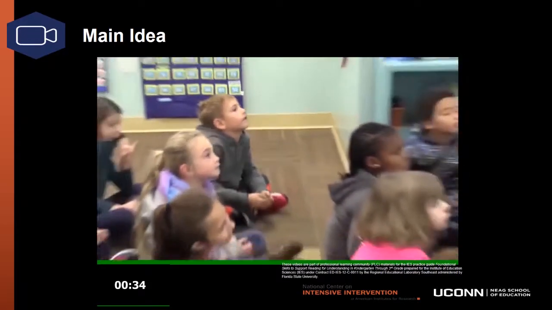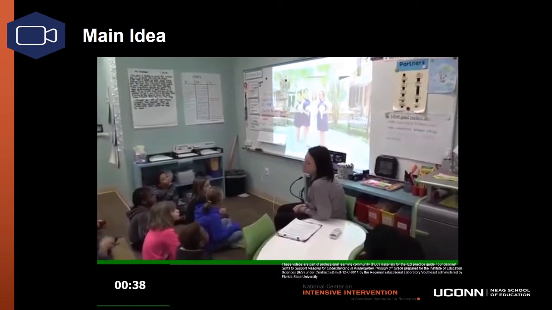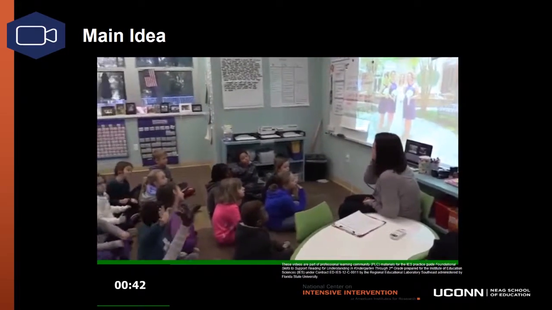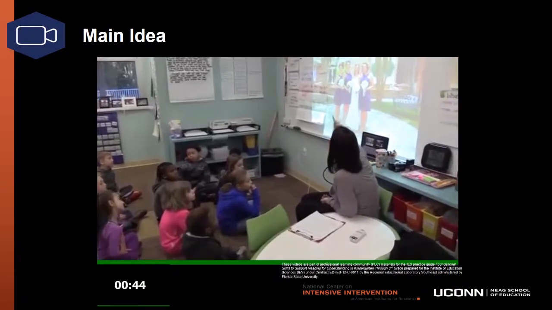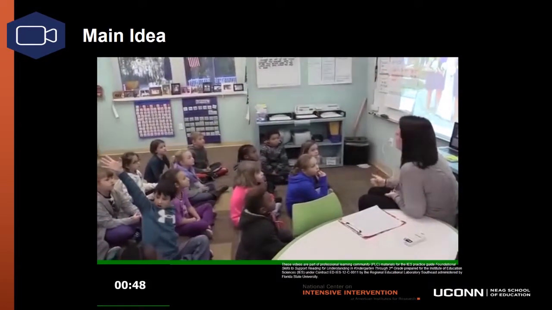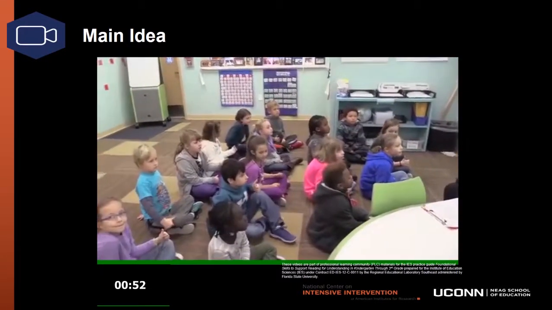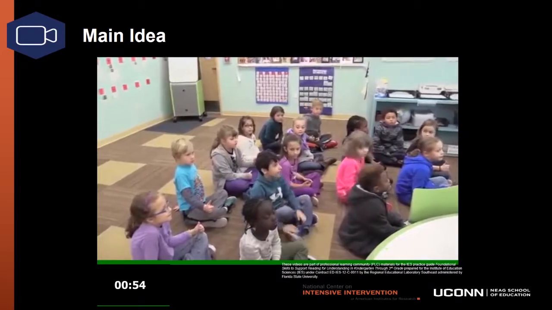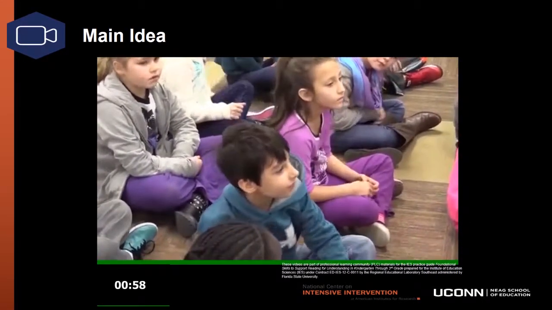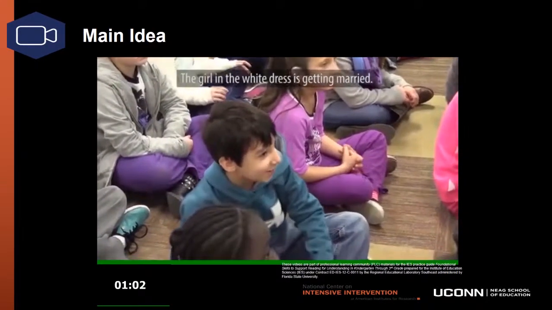Step number two is to identify the most important information about the who or what. I'm going to give you some think time. So we said the most important who or what is the girl in the white dress. Thumb on your knee if you'd like to share the most important information about the who or what. Aiden? The most important thing about the who and what is the girl in the white dress getting married.